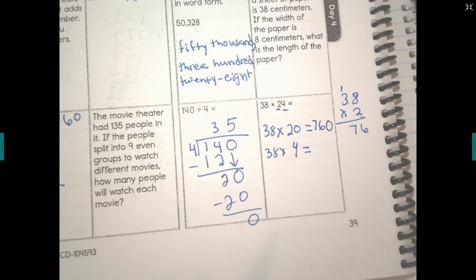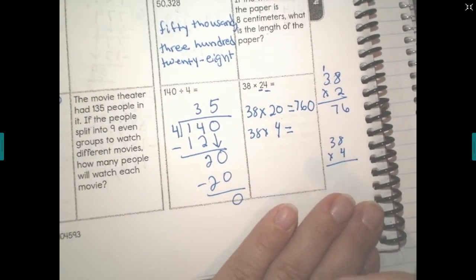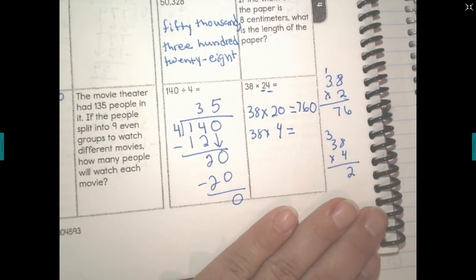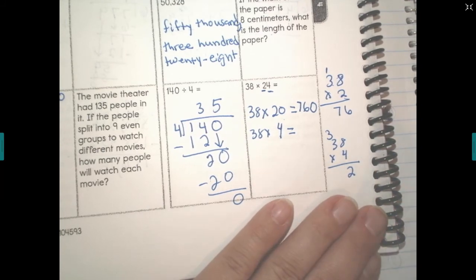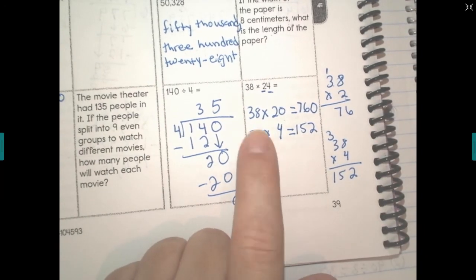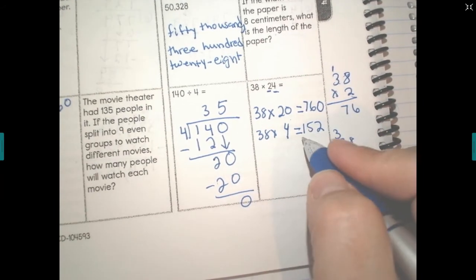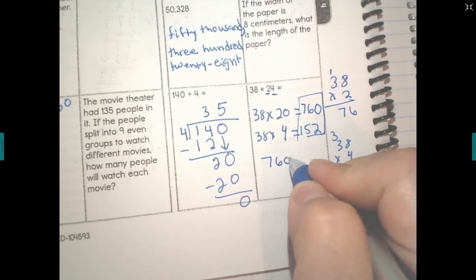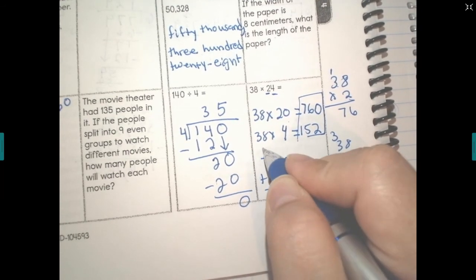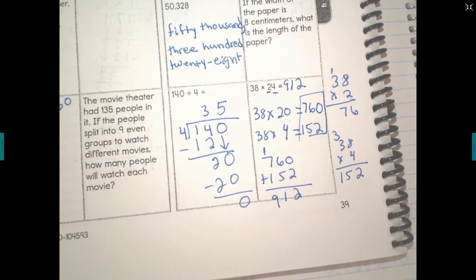All right, so now I'm going to do 38 times 4. Over to the side again. All right, 8 times 4 is 32. Carry my 3. 3 times 4 is 12, plus 3 is 15. So I got 152. No need to add a 0 because there was no 0 in my original problem. Now to get the total answer for up here, we have to add our two products together. So 760 plus 152. 2, 11, carry your 1, 8 plus 1 is 9, so 912 is the final answer.